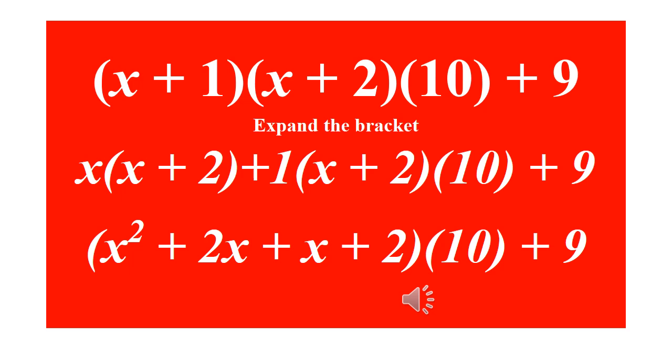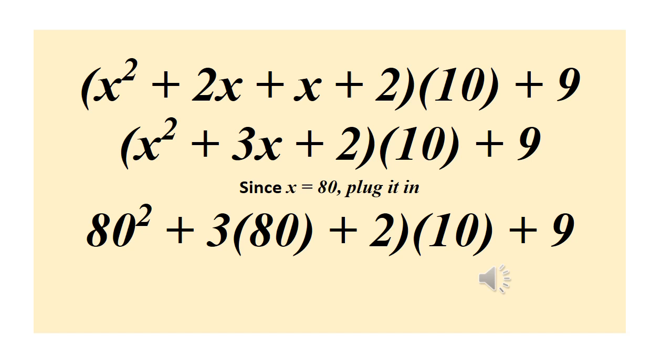Now we expand the bracket. You take the first x, then x plus 2, you take the plus 1, then x plus 2 again, then times 10 plus 9. So if we expand the bracket, we have x times x is x squared, x times 2 is 2x, plus 1 times x is x, plus 1 times 2 is 2, then times 10, then plus 9. So we have x squared plus 2x plus x plus 2 times 10 plus 9. So we have x squared, 2x plus x, that's 3x plus 2, times 10 plus 9.